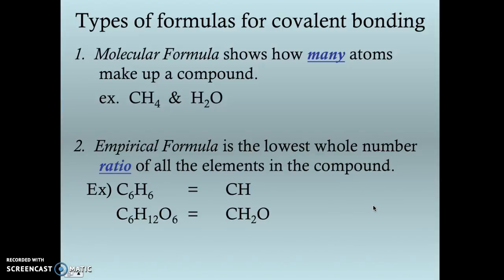Now an empirical formula is a little different. It is the lowest whole number ratio of all the elements in the compound. So benzene is C6H6. Think about these subscripts almost like a fraction. If you can reduce them for an empirical formula, you are supposed to. So that is a 1-to-1 ratio. So that's why benzene, C6H6, that is the molecular formula, and the empirical formula becomes CH, 1 carbon to 1 hydrogen. If you have C6H12O6, well, that is a 1-to-2-to-1 ratio, so the empirical formula becomes CH2O. So remember, empirical formula is the lowest ratio. Molecular formula is just showing you how many atoms there are.